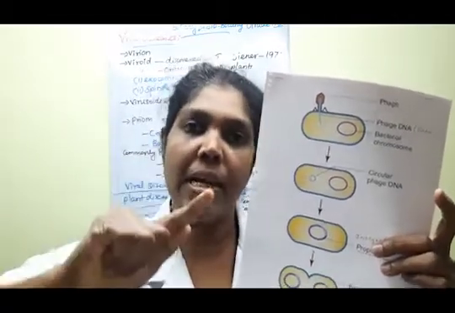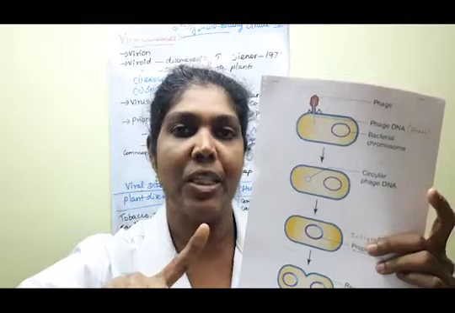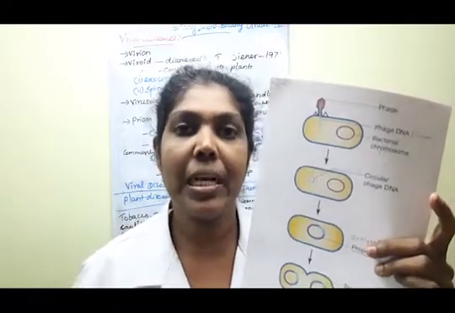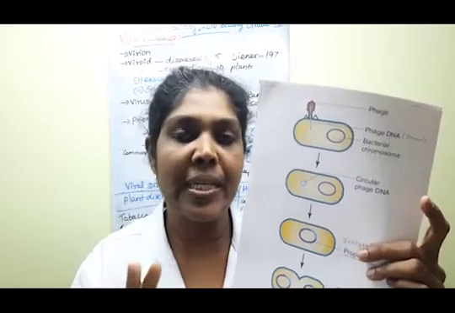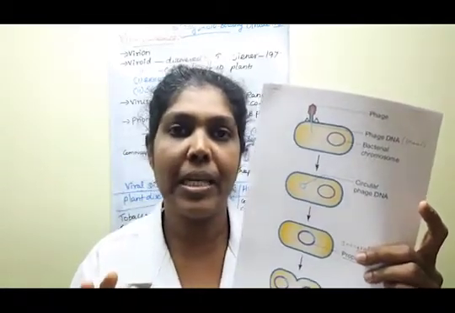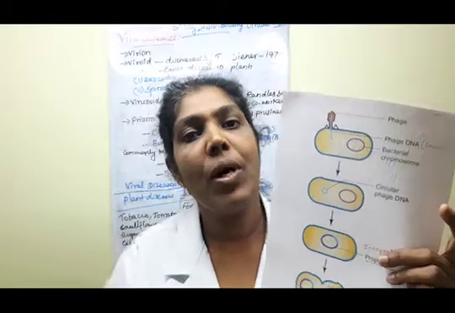Okay, the integrated form of this phage DNA is known as prophage. Clear, children? Say yes or no? The integrated form of the phage DNA is known as prophage. Clear, children? Say yes or no? So then what will happen?